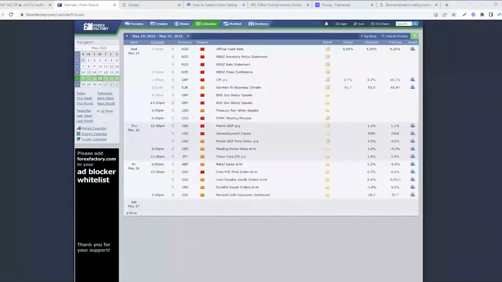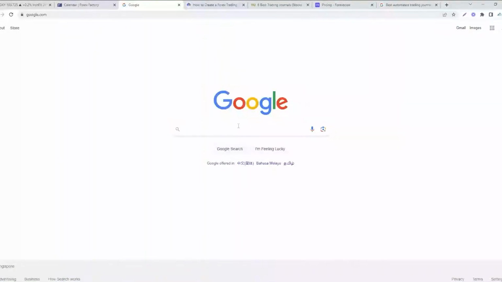Okay, hi. There's a question from Galaxy. Can you explain again the setup on the calendar? Yeah, of course, for sure. Let me just rewind it again, okay? Maybe I'll just start from the top.